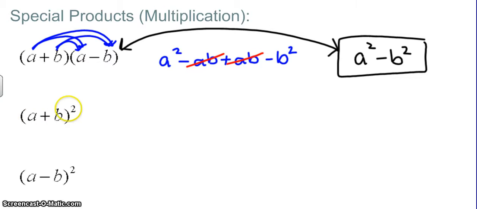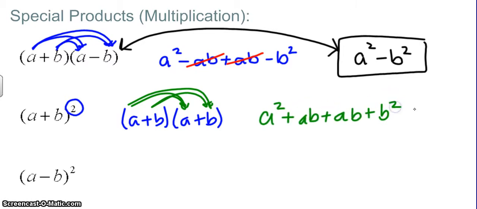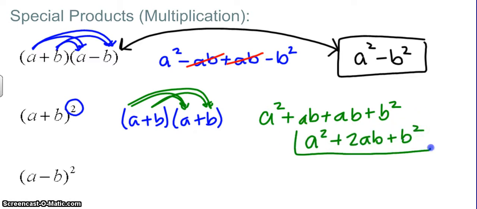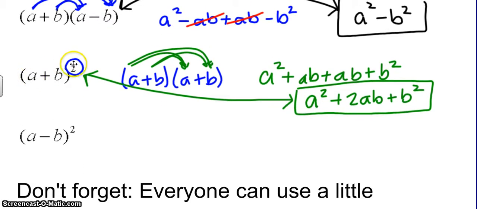Next thing, a plus b quantity squared does not mean take a to the second, b to the second. Raising something to the second power means take that polynomial and multiply it by itself. So now when we FOIL, we get a squared plus ab plus ab plus b squared. This time the middle terms aren't going to drop out, but you can add them together because they are like terms. So we'll get a squared plus 2ab plus b squared. Final answer. Again, you did not just take a to the second, b to the second.